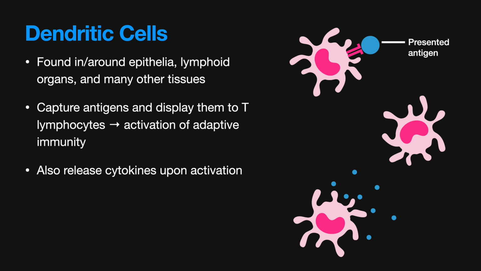These cells are found in and around epithelia, lymphoid organs, and many other tissues. Their main role is to capture antigens and display them to T lymphocytes, resulting in activation of adaptive immunity. These cells also release cytokines upon activation.